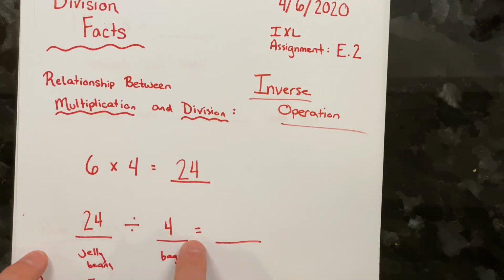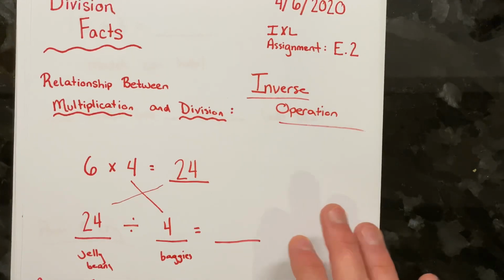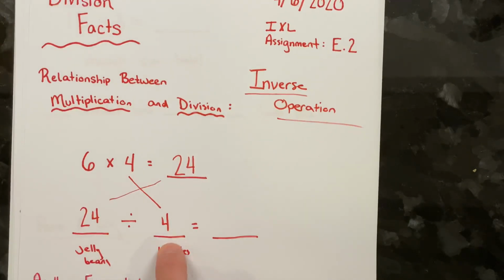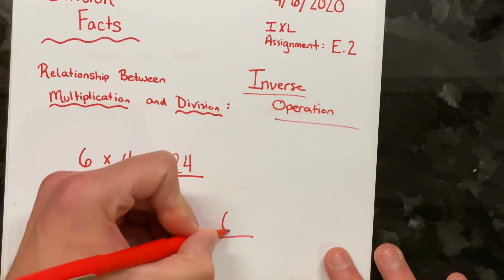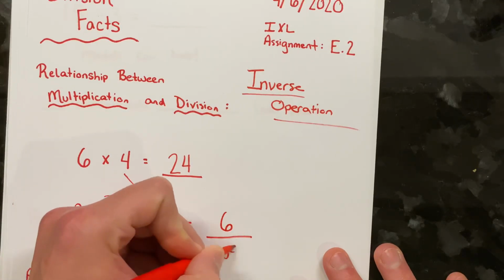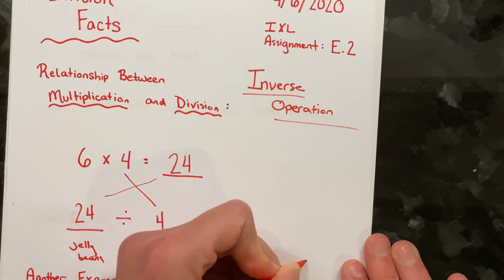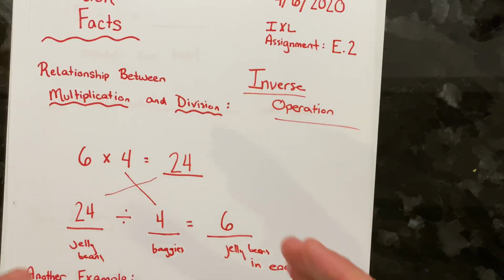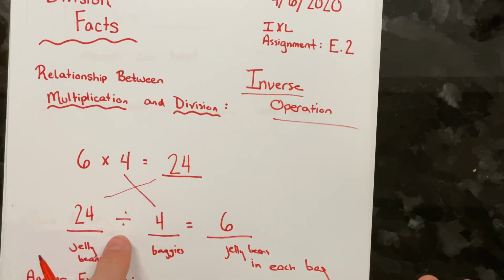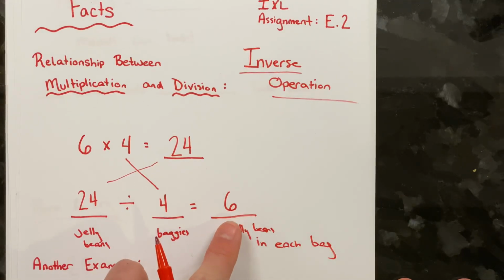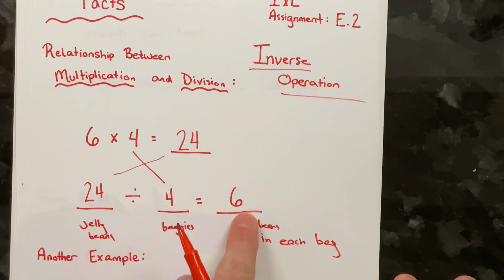Well, 24 and 4, I've got a matching number here. If I have 24 things and I want to put them in 4 equal groups, I can count on the fact that I'm going to have 6 jelly beans in each bag. Okay? I can use my knowledge of multiplication facts to help me here with the division facts. 24 divided by 4 is 6, just as 6 times 4 equals 24. So I can go forwards or backwards.